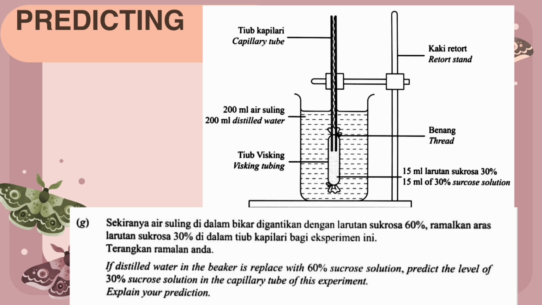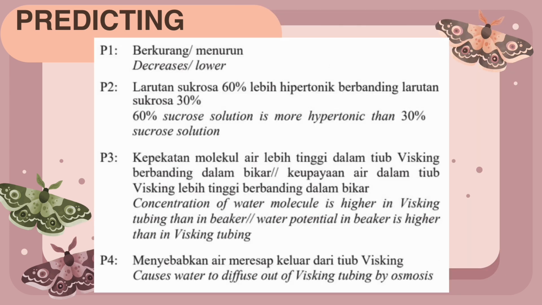Okay, is your answer the same as my answer? What is the answer? Okay, the level will decrease or go down. Why? Okay, this is the explanation. P2 is the explanation. 60% sucrose solution is hypertonic to 30% sucrose solution. Concentration of water molecule is higher in whisking tubing than in the beaker.